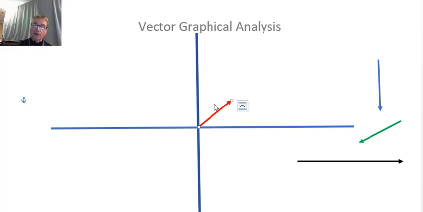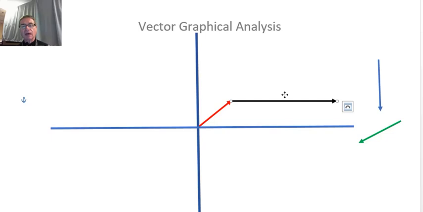Okay, so I chose the red one first. I'm going to choose the black vector here next, and I'm going to slide this up here. And notice that I am free to move vectors around on my paper as long as I do not change either the length of the vector or the direction of the vector. That's all I'm really doing here, simply moving them around on my coordinate system.